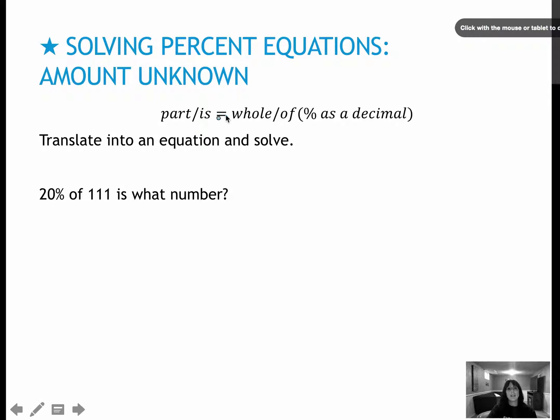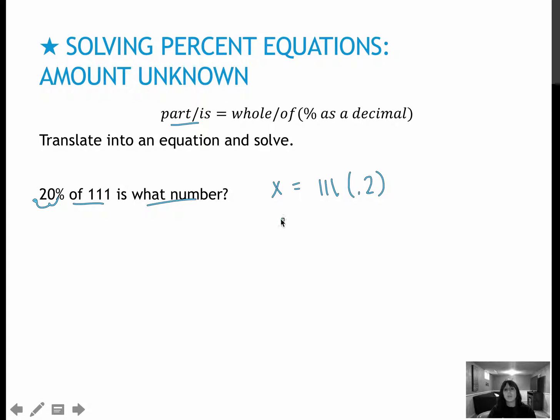For this question, again, I'm finding the part. That's what I don't know, so that's my x or y or whatever your variable of choice is. The whole, or the of value of 111, means that's my whole value. My percent as a decimal, 20% turns into 0.2. If I take 0.2 times 111, I get 22.2. So 22.2 is 20% of 111.